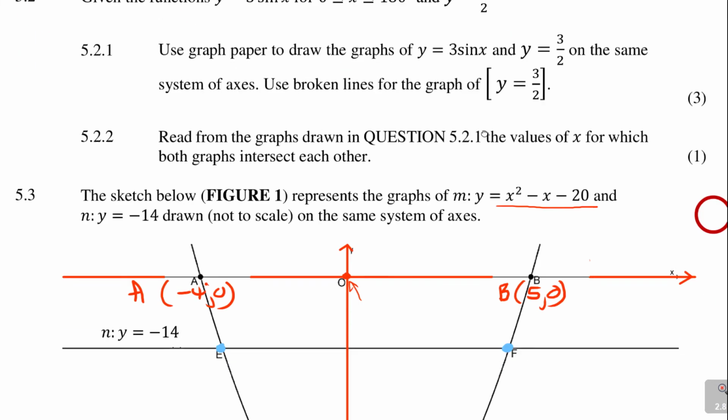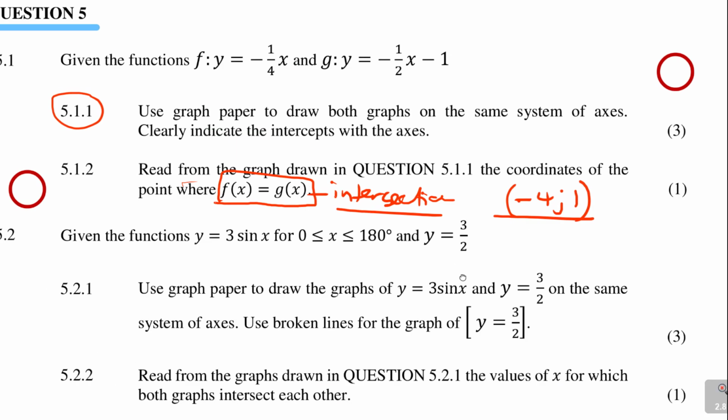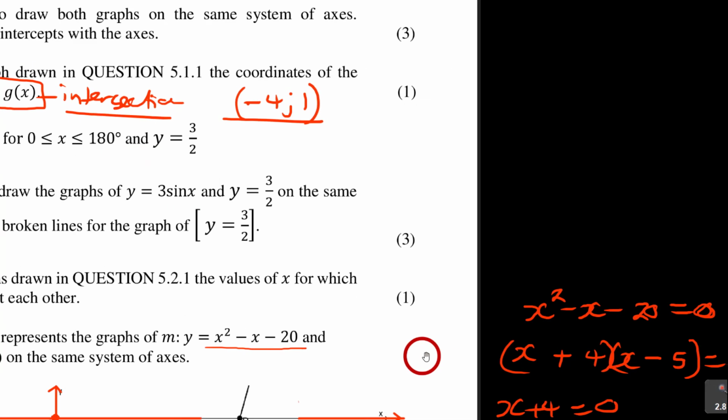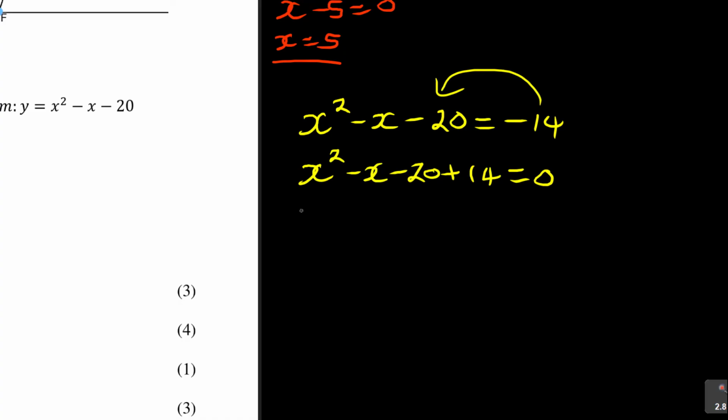Remember, at this point of intersection here, it's similar to what they told us about this line. Actually, this question and this question is the same. But here, they told us, read from the graph the values of x for which both graphs intersect each other. So when they intersect, it's more like you're saying these graphs are equal. Same thing they did here. They said, read from the graph the coordinates where f of x is equal to g of x. So it's the same thing. They were asking the same question. When these graphs intersect, they are equal. So from here, you have x squared minus x minus 6 is equal to 0.